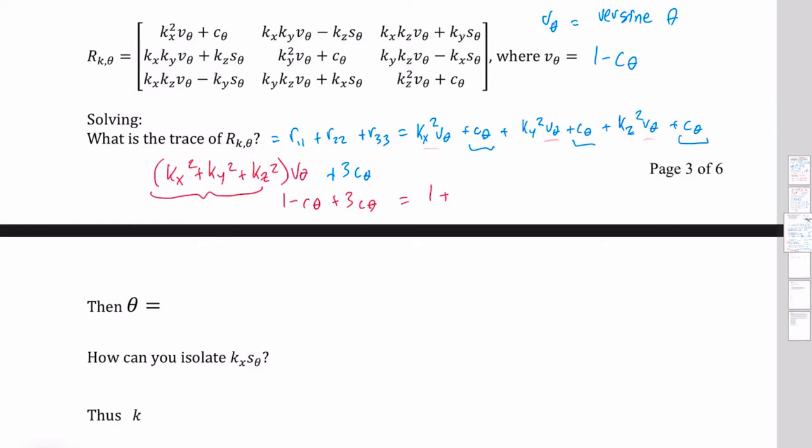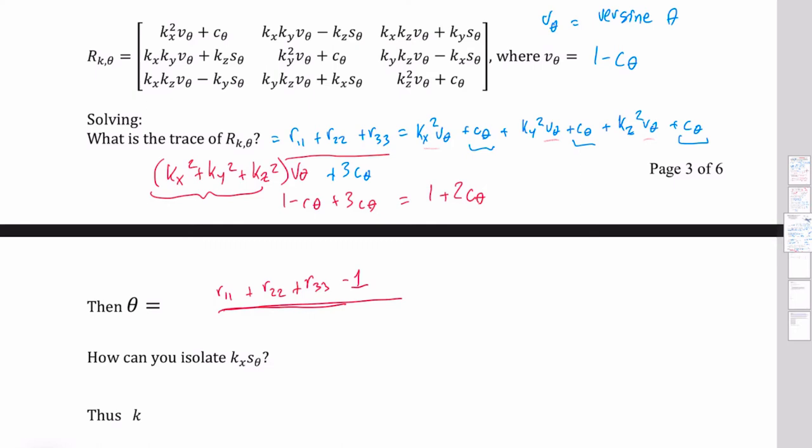So then what theta is, is just inverting these. So we've got this quantity over here. We're going to have r11 plus r22 plus r33. That quantity, we'll subtract 1 from it, then we're going to divide it by 2.